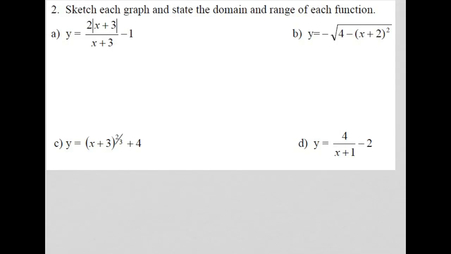But this is the problem, Mr. Reed. We're here to do math, not talk about how much of a dork you are. So let's look at problem number 2. Again, no calculator on this problem. We want to sketch each graph and state the domain and range of each of the functions.